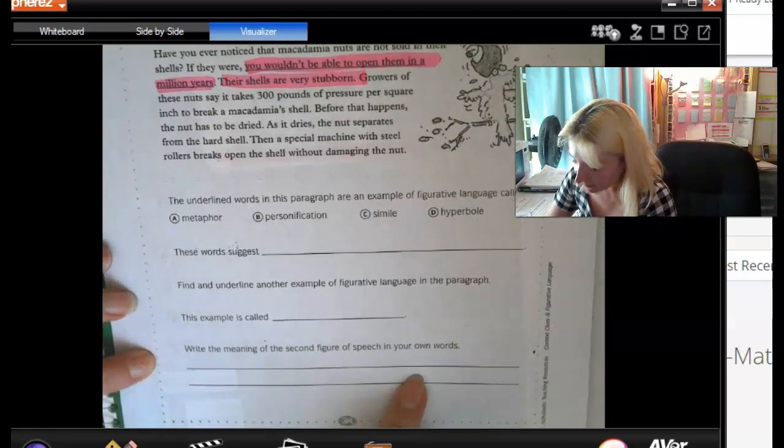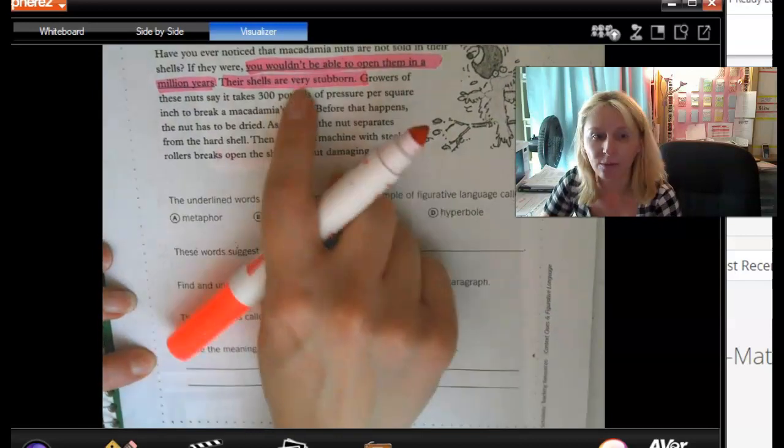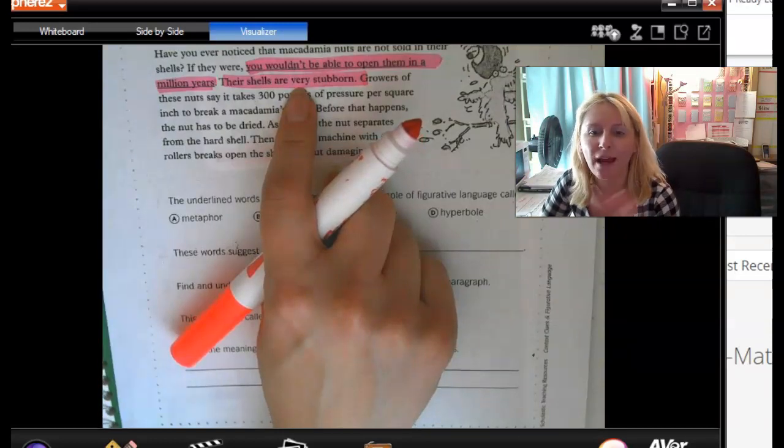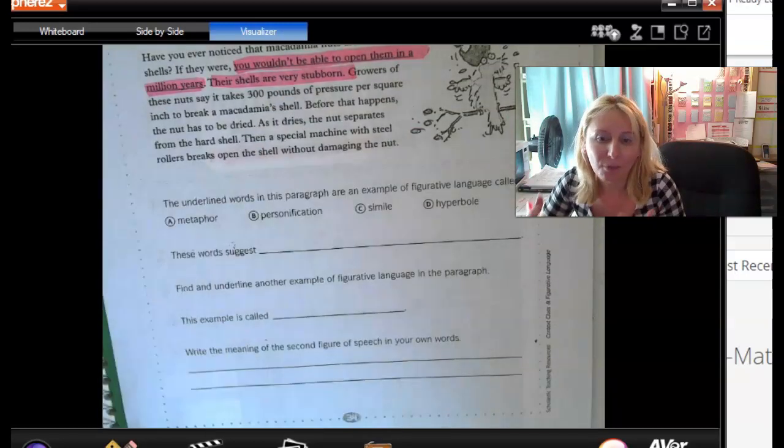And we need the meaning of this second one. Their shells are very stubborn. Well, macadamia shells can't be stubborn. They don't have the ability to be stubborn. So what does the author mean then about the shells?